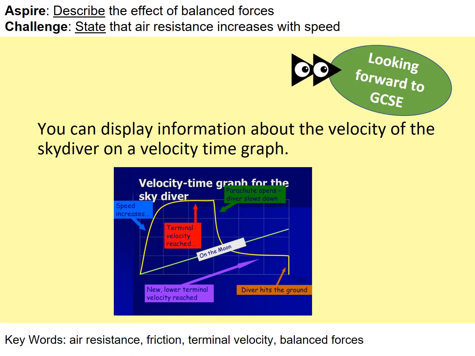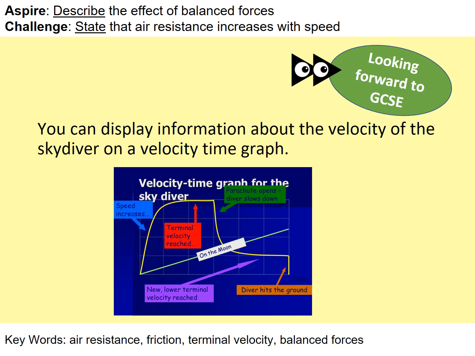When we are looking at GCSE and we're talking about terminal velocity, we start to graph it and look at how speed changes. So have a look here. I'm looking at this yellow line. Speed increases as you jump out of the airplane, and then the speed stays the same. That constant speed is obviously called terminal velocity. And then it starts to decrease.